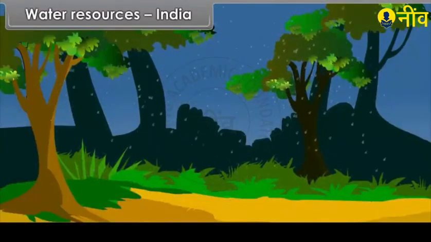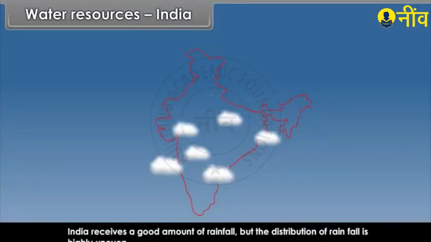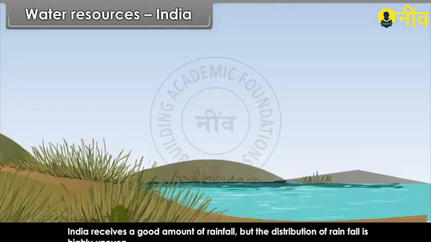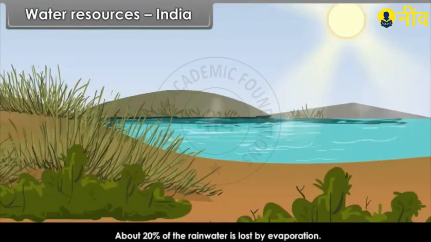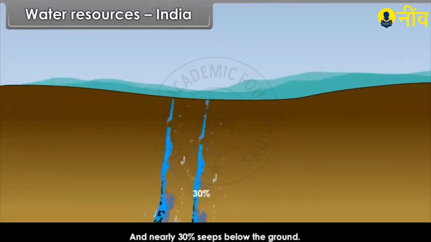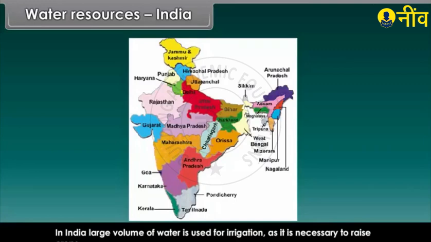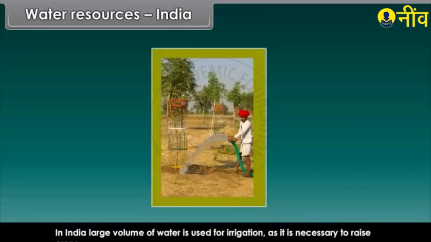Water resources, India. Here we will study the distribution of water resources in our country, India. India receives a good amount of rainfall, but the distribution of rainfall is highly uneven. About 20% of the rainwater is lost by evaporation, and nearly 30% seeps below the ground. Many parts of India face acute shortage of water, even for domestic use. In India, large volume of water is used for irrigation, as it is necessary to raise crops.